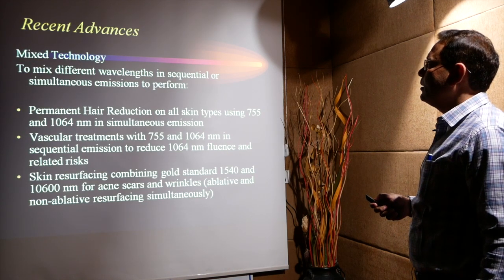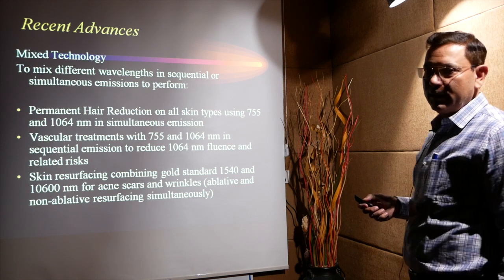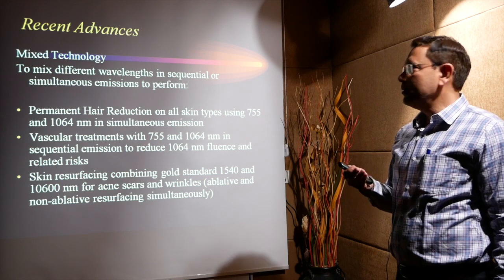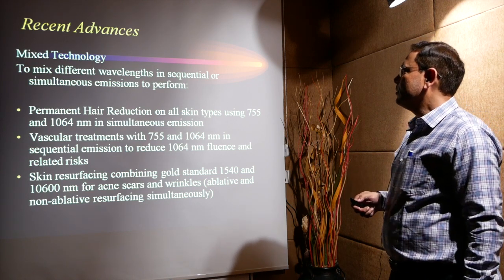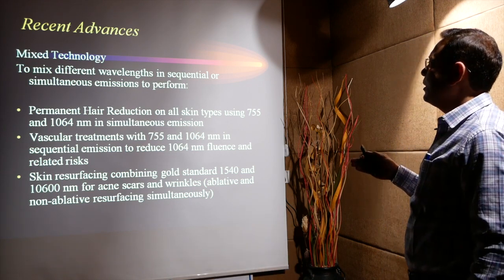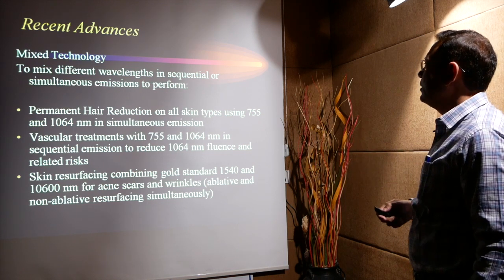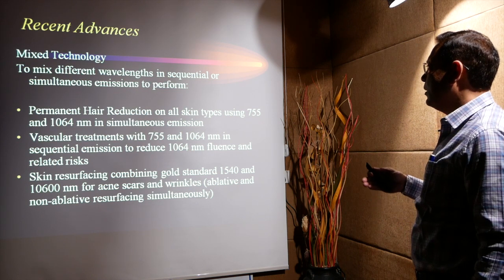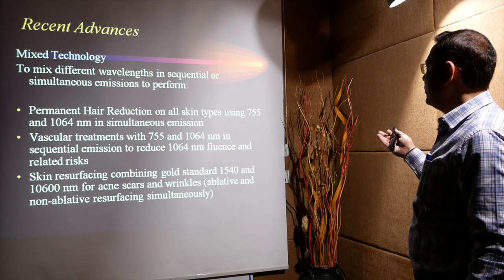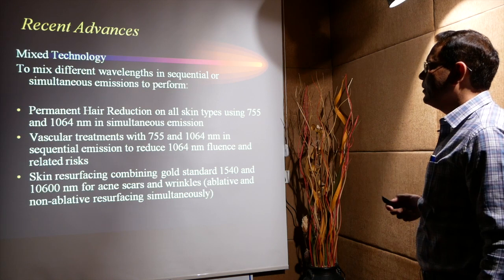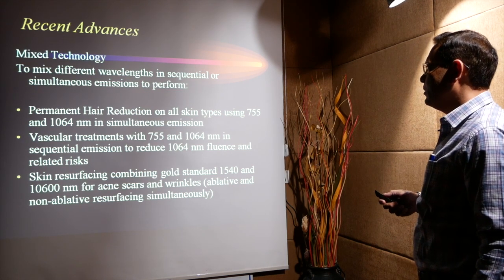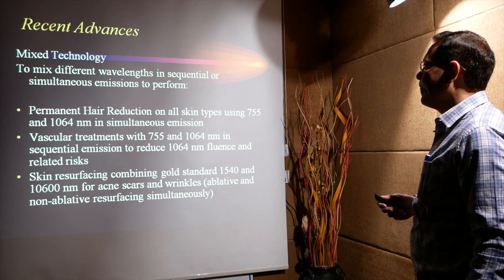Now, coming to recent advances in the laser. So, nowadays we see that various types of lasers can be mixed for better clinical outcome. So, to mix different wavelengths in the sequential or simultaneous emission to perform. So, one of the examples is for permanent hair reduction on all types of skin, usually using a combination of 755 alexandrite laser and the 1064 nanometer Nd:YAG laser. So, this can be used simultaneously.